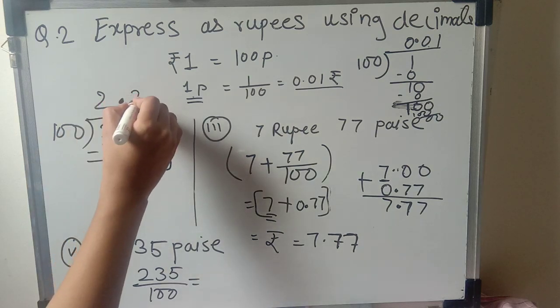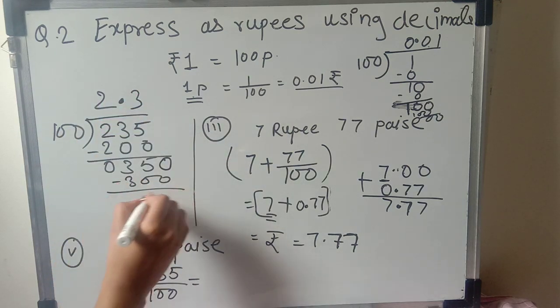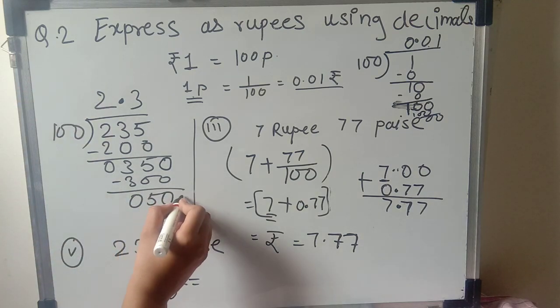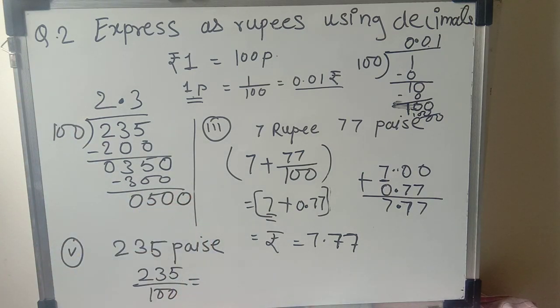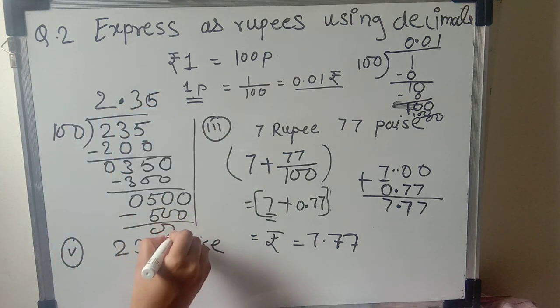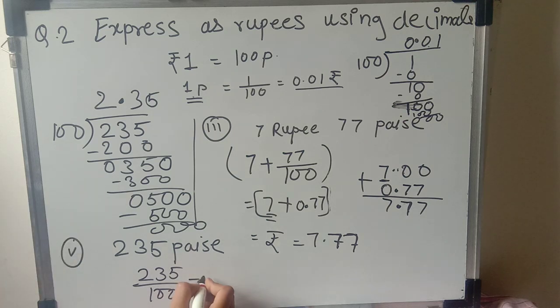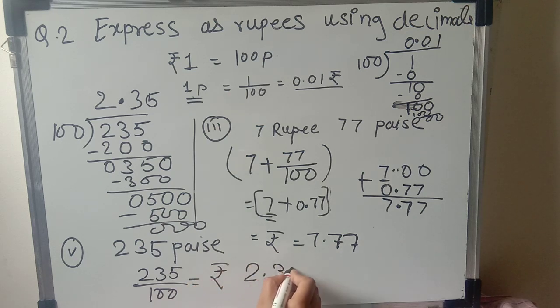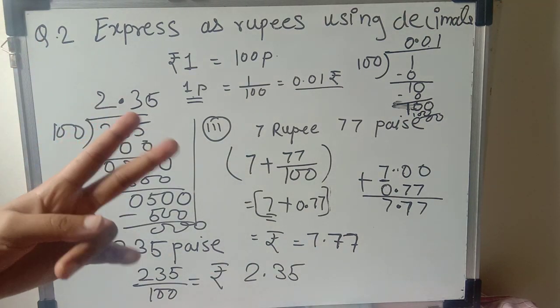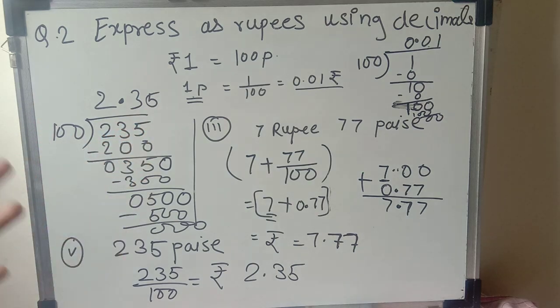Again 100 threes are 300. Okay, again 0 5 0. Now I have taken the decimal, means I can take that 0 here. 100 fives are 500. So here we got the answer. The 235 paisa means that is 2 rupees 35 paisa. Okay, 100 paisa means 1 rupee, so 200 means how much? That is 2 rupees. Okay, as simple as this.